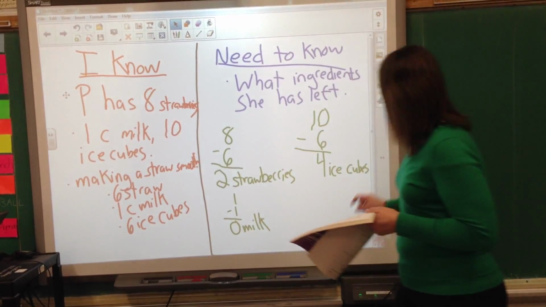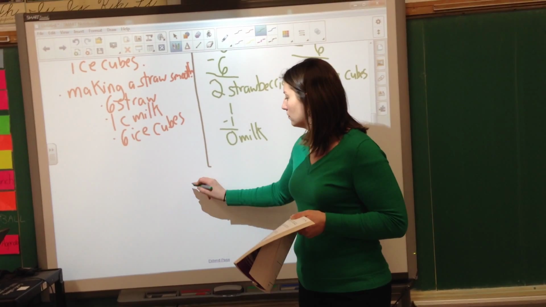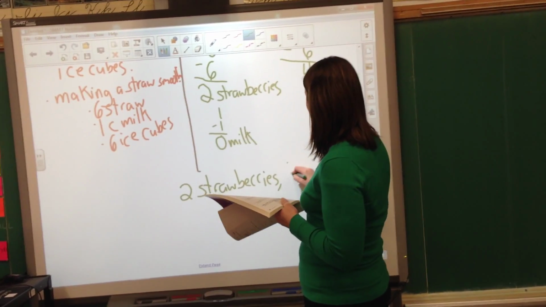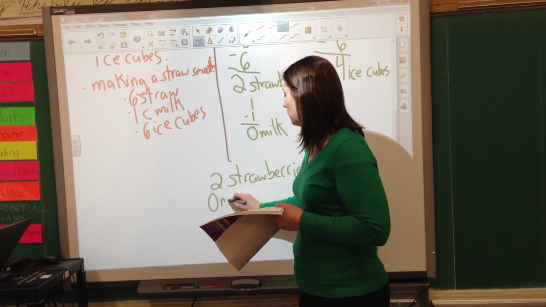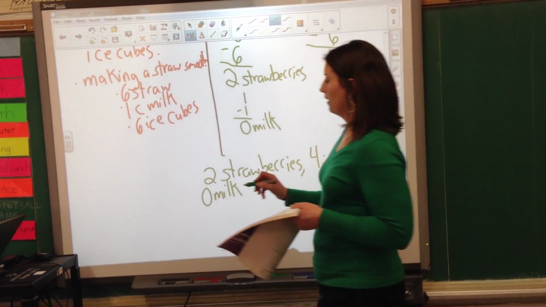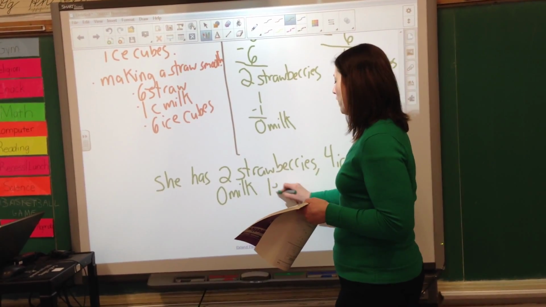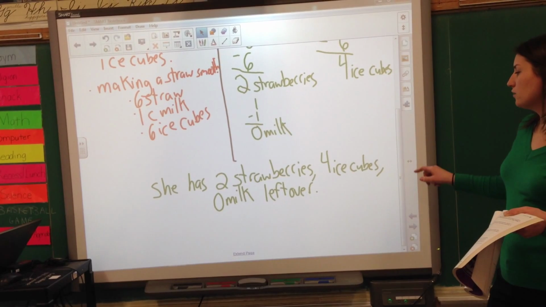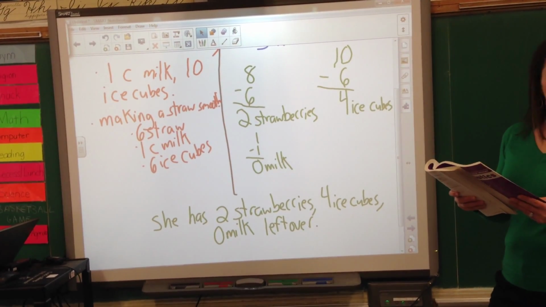Okay. So now what are you telling me? You write 2 strawberries, 4 ice cubes, 0 cups of milk. Is that a sentence? How are we going to make this into a sentence? She has 2 strawberries, 4 ice cubes, and 0 cups of milk left over. Great, good job. She has 2 strawberries, 4 ice cubes, and 0 cups of milk or 0 milk left over. Does that answer our question of what ingredients she has left? Yes, it absolutely does.